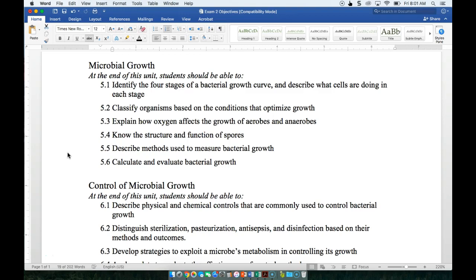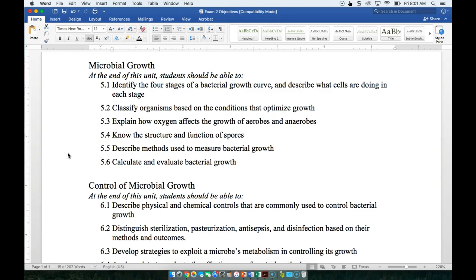So in terms of the objectives here, everything from control of growth, microbial growth, and then antibiotics is presented some way on the exam except for one of them, so I'll show that in a second. The first one here, 5.1, identify the 4 stages. This is basically, can you identify lag phase, log phase, stationary, and death phase? Can you describe them, or could you pick out the definition of one of them if one was provided to you? That's that first objective.